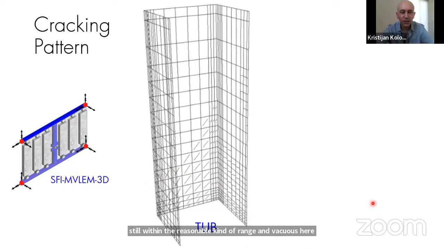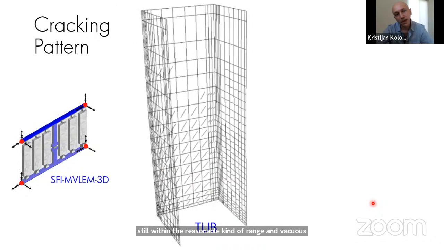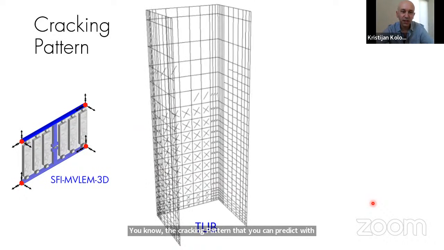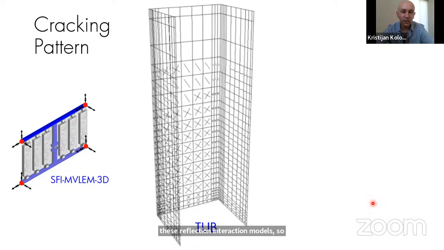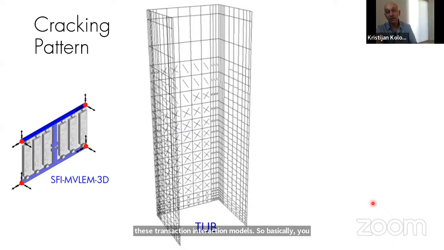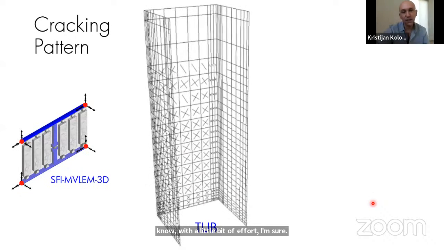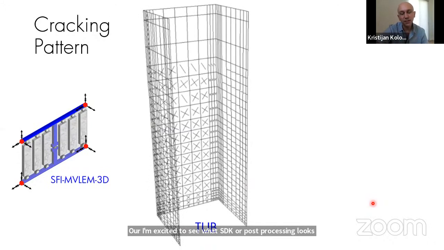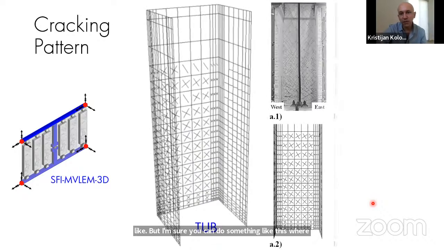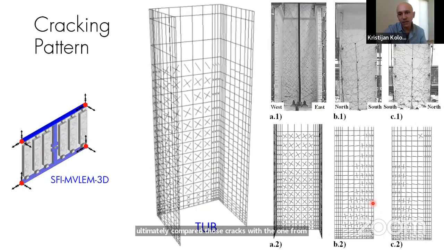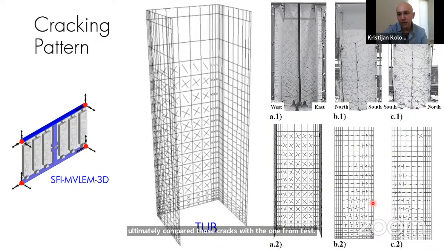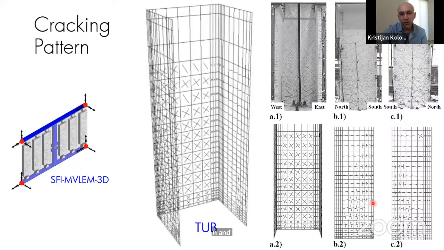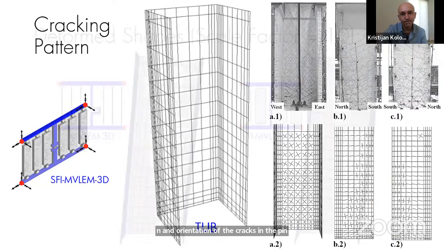Here, I just wanted to demonstrate the cracking pattern that you can predict with these shear flexure interaction models. So basically, with a little bit of effort, I'm sure, and I'm excited to see what STKO post-processing looks like, you can do something like this, where you can actually visualize the cracks. And then we ultimately compared those cracks with the ones from the test. Again, this seems to be a reasonable match in terms of distribution and orientation of the cracks in the wall.